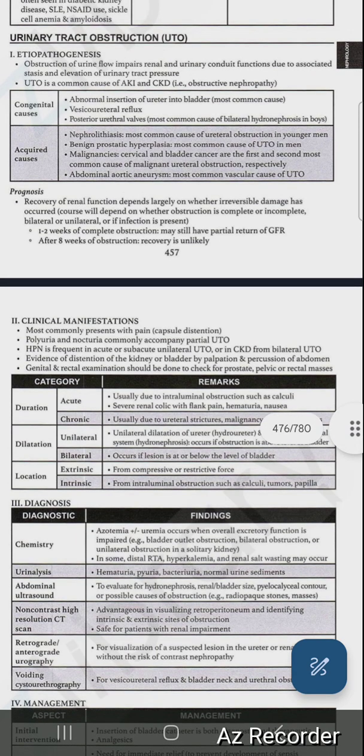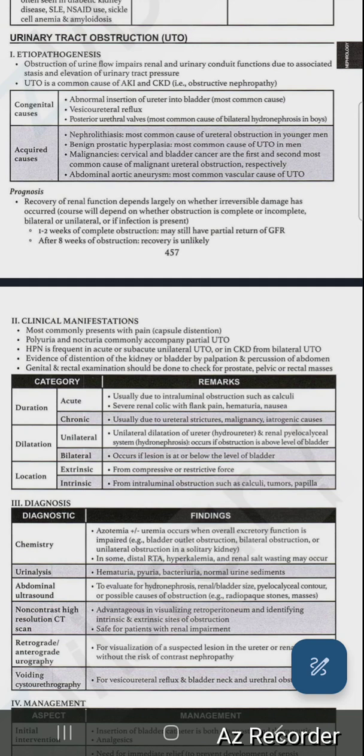Congenital causes, like the abnormal insertion of the ureter into the bladder, are the most common cause. Vesico-ureteral reflux and the posterior urethral valves are the most common cause of bilateral hydronephrosis in boys. For the acquired causes, nephrolithiasis is the most common cause of ureteral obstruction in younger men. Benign prostatic hyperplasia is the most common cause of urinary tract obstruction in men.